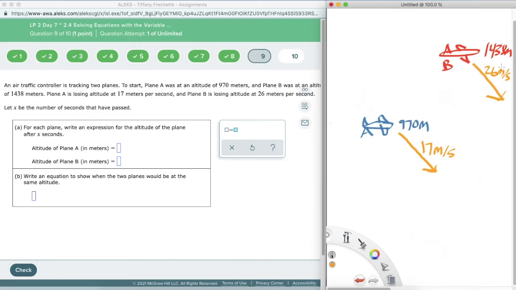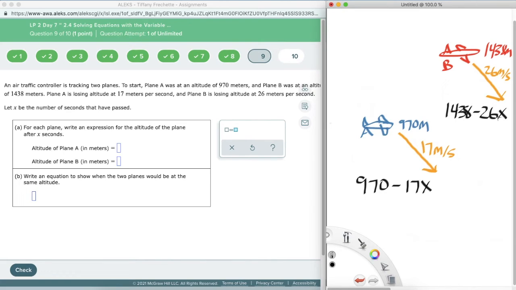So let's look at plane A. It started at 970, and it's losing 17 meters for each second. So we'd have 17 times, and they want us to use X for seconds. So this is an expression showing plane A. This is where I'm starting. This is what I'm taking away for every second. Same thing for plane B. This is where we started. Now instead of taking away 17 meters per second, I'm going to take away 26 meters per second. So there are my two expressions.